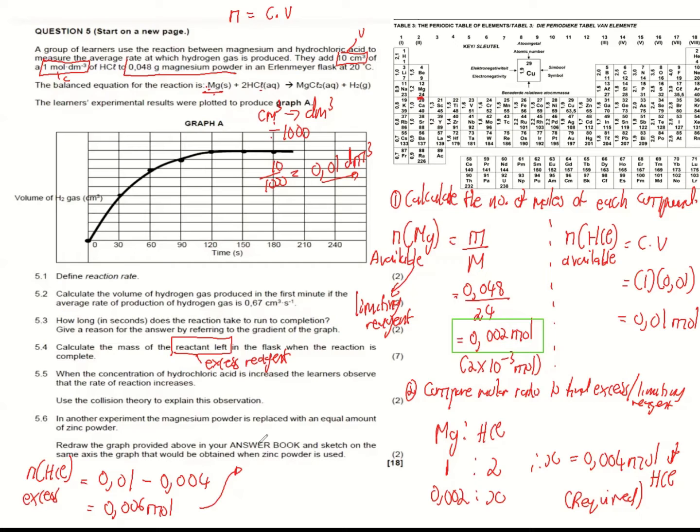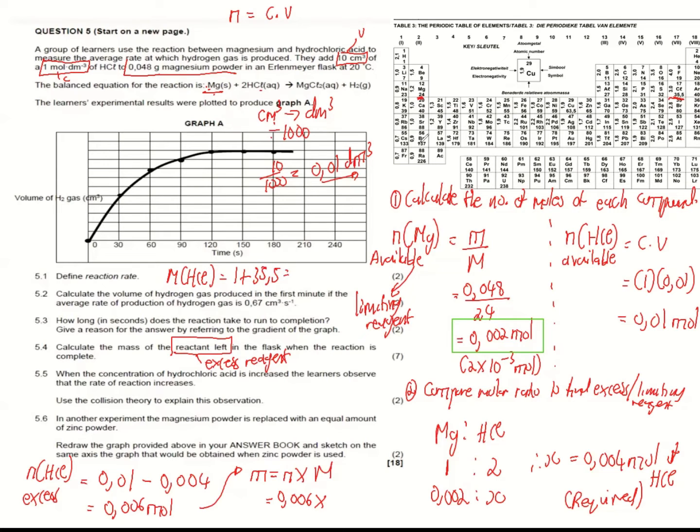But remember, we are not looking for the number of moles in excess. We are looking for the mass in excess. So let's use the number of moles in excess to calculate the mass. The mass will be n multiplied by the molar mass, which will be 0.006 multiplied by the molar mass of hydrochloric acid. So molar mass of hydrochloric acid: hydrogen is 1, and chlorine is 35.5.